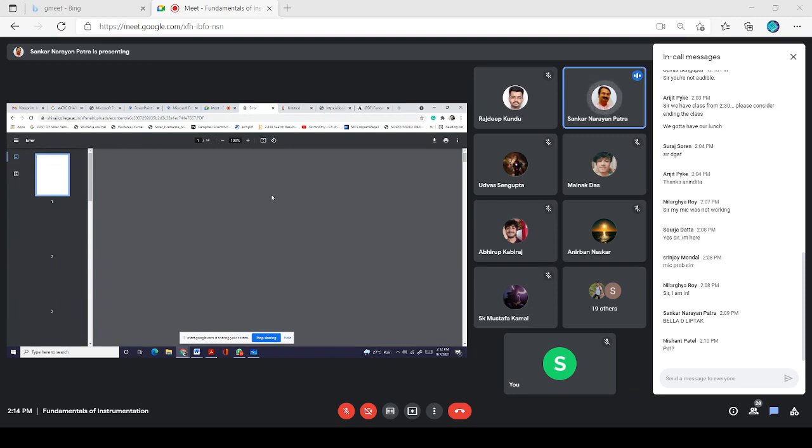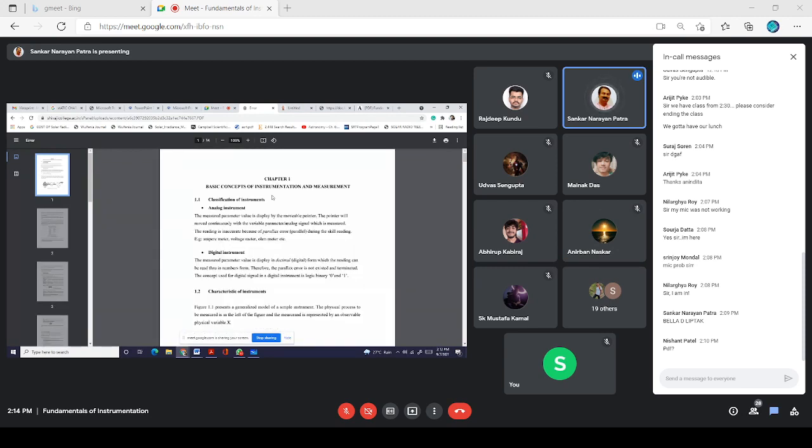There will be something wrong in the concept, something not matching your concept. Then you ask me, sir, this was written there, but it is defined differently in another book. Then it will be better to switch to other books. At the same time, you should read more than one book. It will help you make your knowledge better.